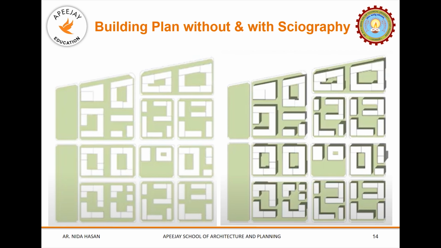In the left side image, green and white shapes are there, whereas in the right side image, as soon as shadows are added, we came to know that the white shapes are building blocks with different heights. That's the importance of shadows in building or site plan.